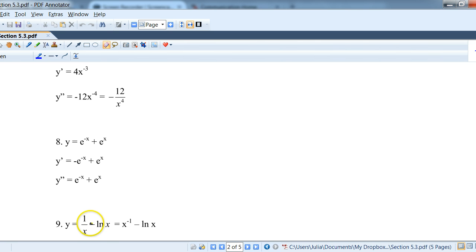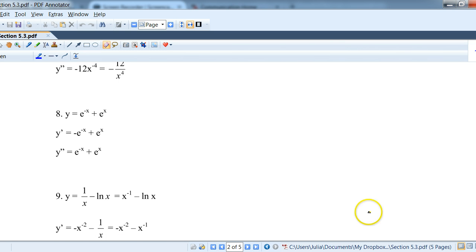But let's try it with 1 over x minus ln of x. Put 1 over x as x to the -1 power and take the derivative. So the first derivative is negative x to the -2 power minus the derivative of ln of x, which is 1 over x. So we'll get negative x to the -2 power minus, I put it as a negative exponent because we're going to be taking the derivative again.